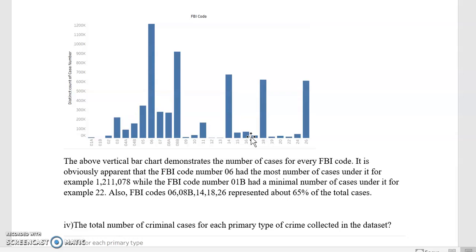Also, FBI codes 06, 08B, 14, 18 and 26 represented 65% of the total cases which we have noticed.